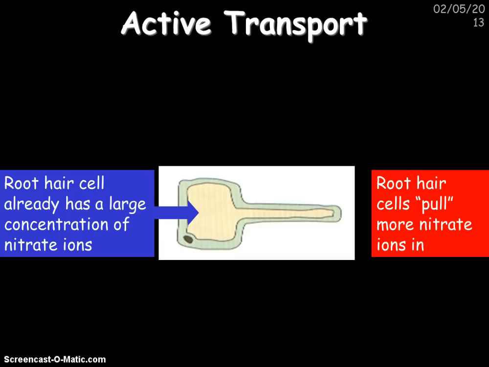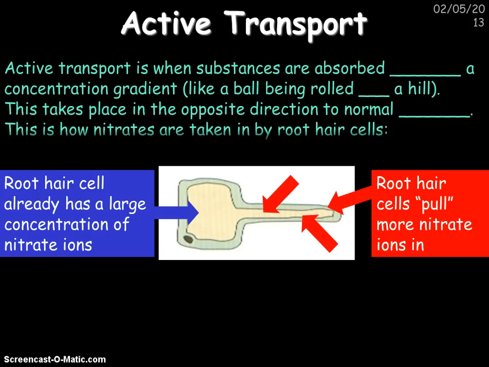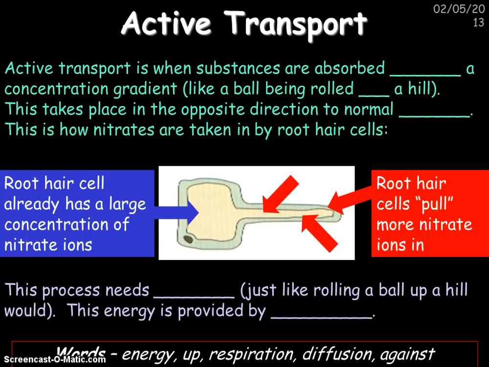Now in this example we're using a root hair cell again, but we're not using water, we're actually looking at the concentration of nitrates. Now this particular root hair cell is going to have a large concentration of nitrates already in it, but it wants more because it's greedy, because it needs those nitrates to help to make amino acids and to make proteins. And so what happens is the nitrates will be pulled in.